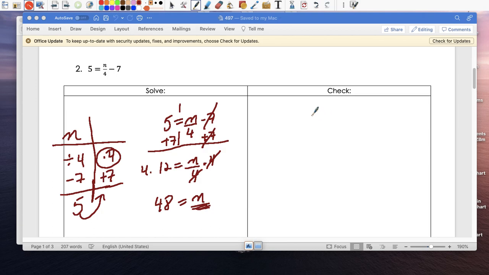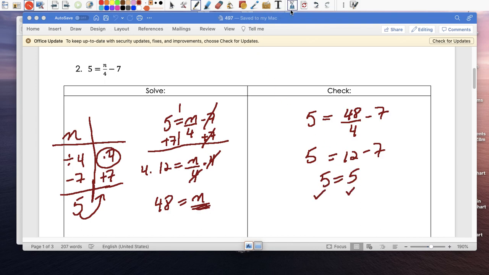So I am assuming that's my answer. I go back to the original equation, replace the n with 48. I'm going to write 48 over 4 minus 7, and that hopefully gives me 5. So 48 divided by 4 is 12, and then I subtract 7 to get 5, and notice that my left side and my right side equal each other. We are good.